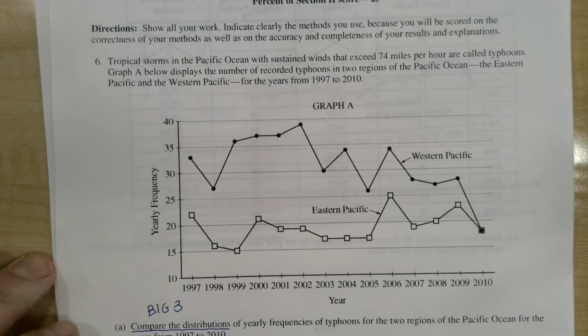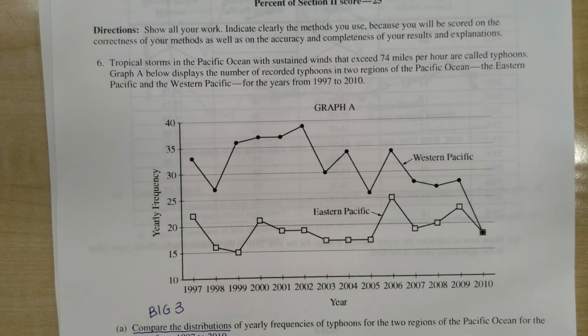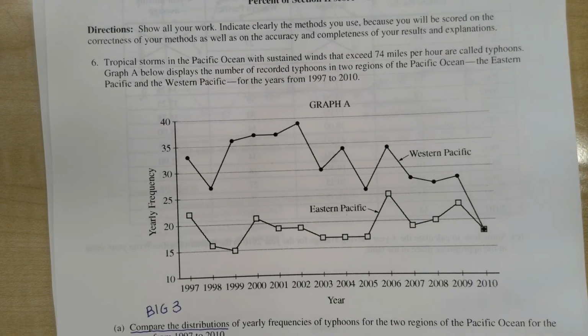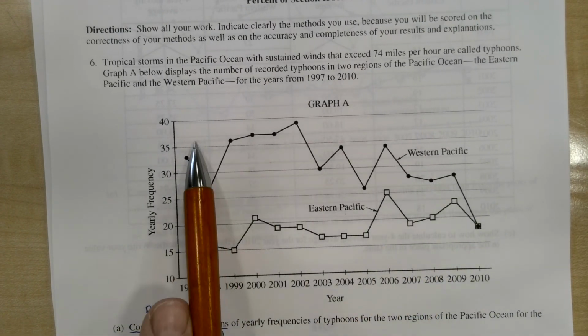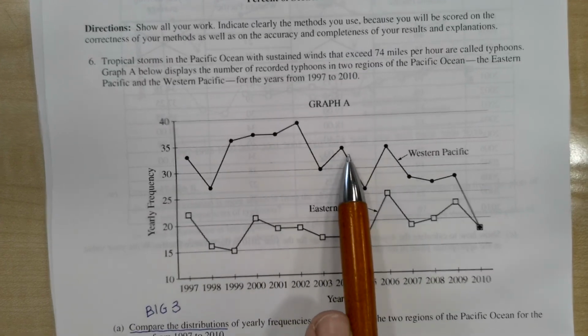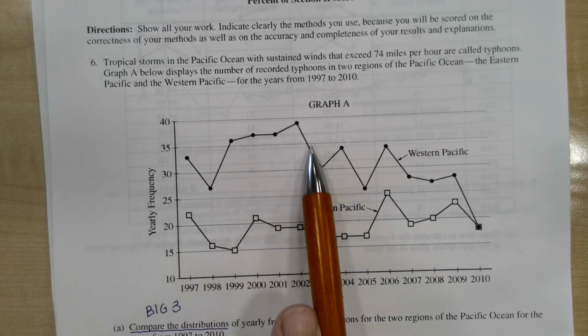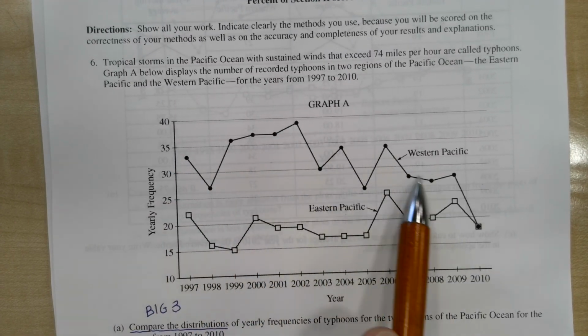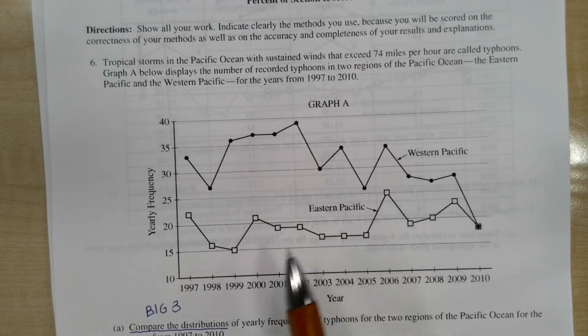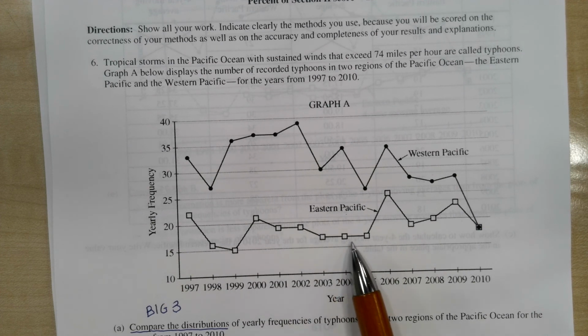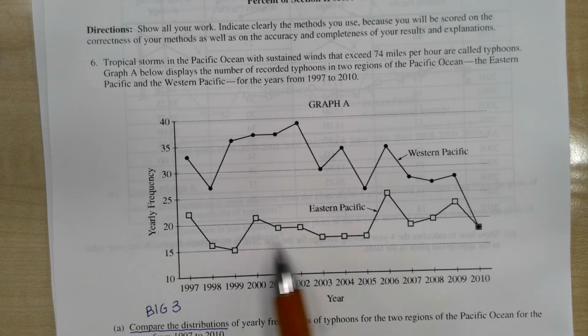All right, part B, describe how the yearly frequencies changed over the time period. This is just kind of glancing at it and looking at it. So the Western, I can see they're mostly up here, which seems pretty consistent, kind of down and up and down. But then you can see this starts to drop off, right? So it has a decreasing trend. Where the Eastern Pacific's kind of up, down, and then it just pretty much stays flat.